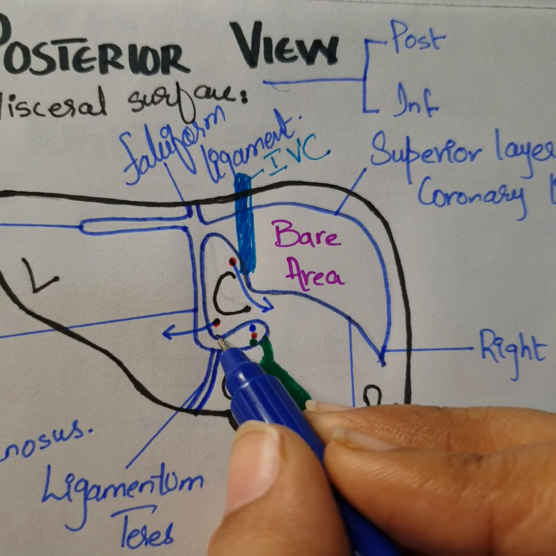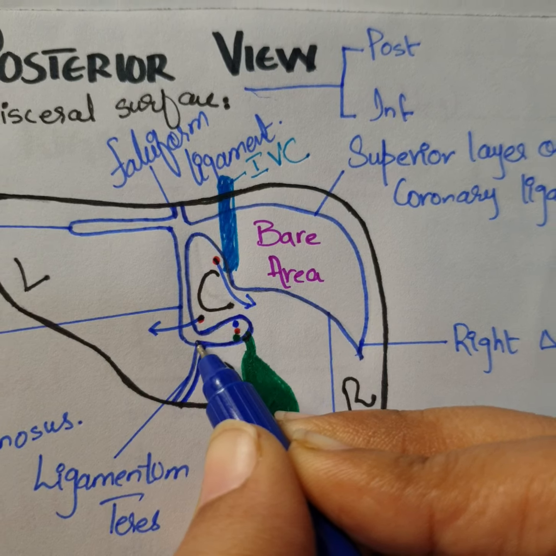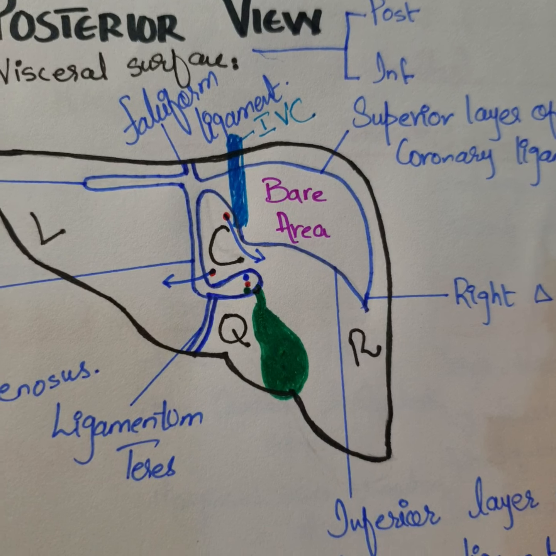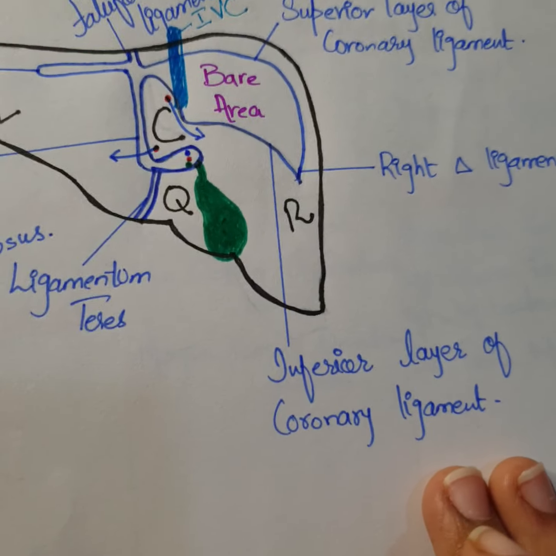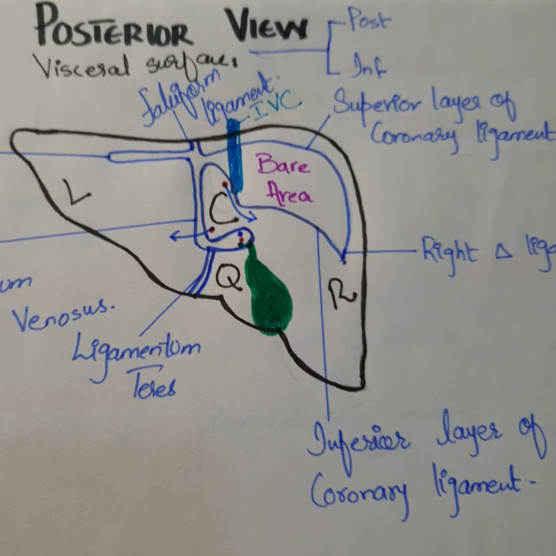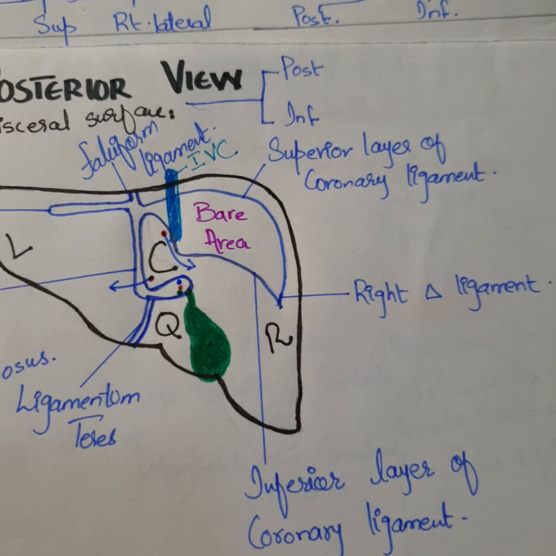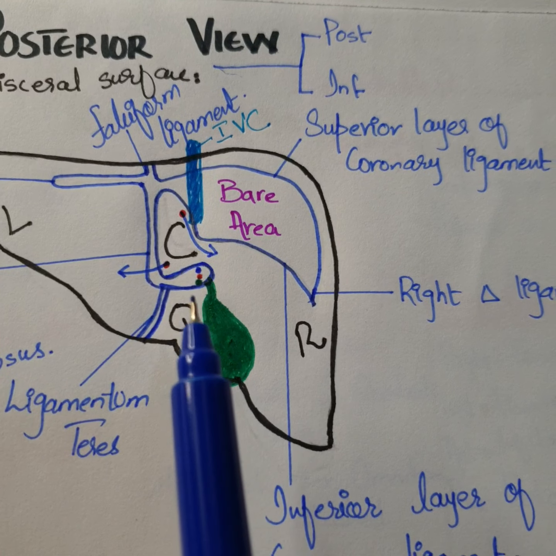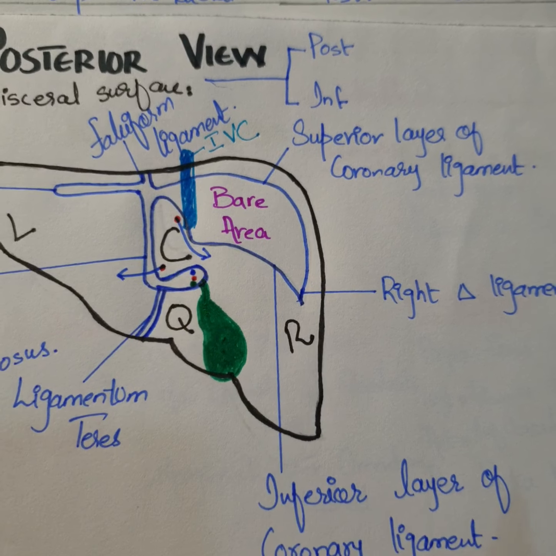These are the margins of the porta hepatis. On these margins the lesser omentum is attached. We will study in other lectures what the lesser omentum is when we study the peritoneum. So on these margins of the porta hepatis the lesser omentum is attached.